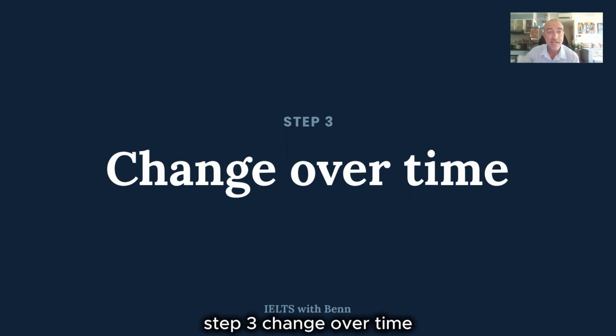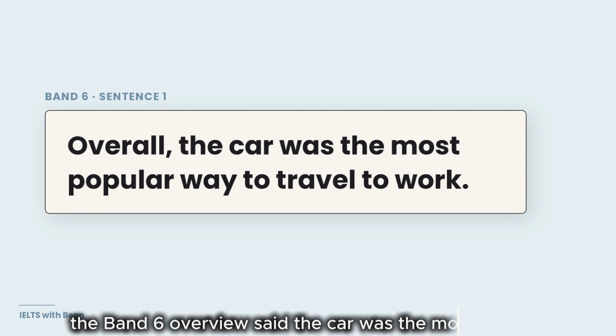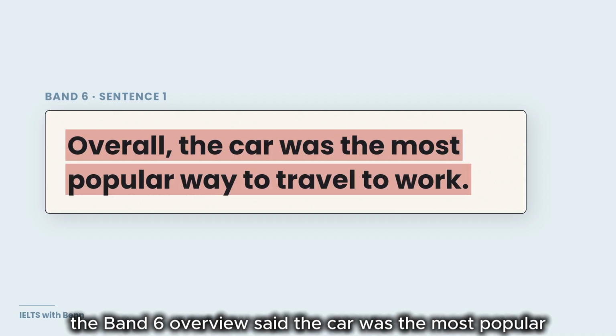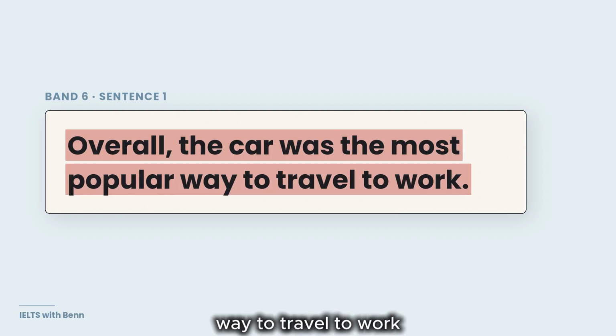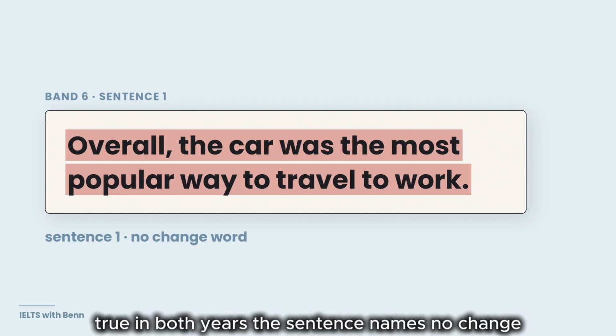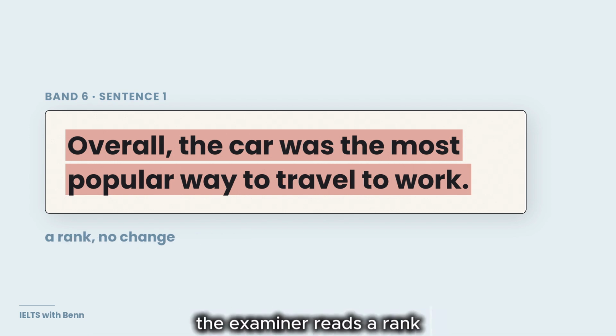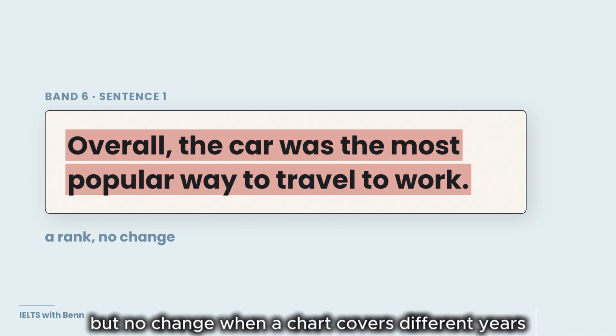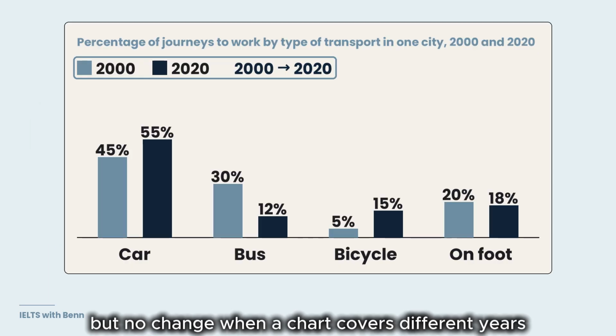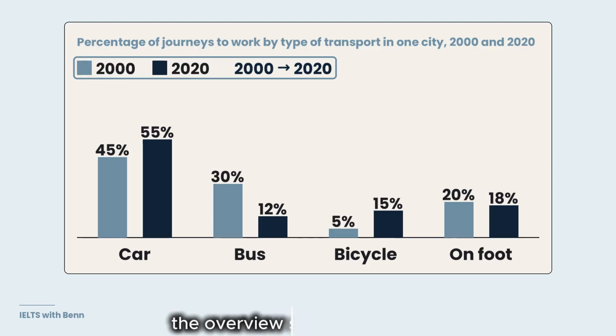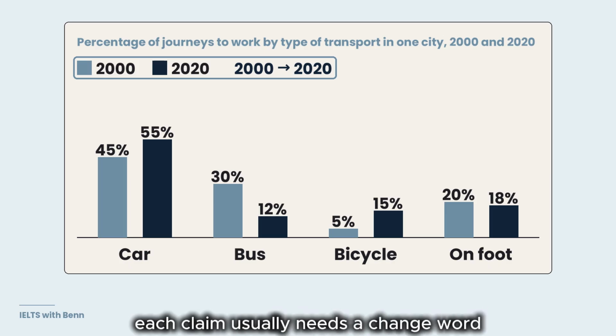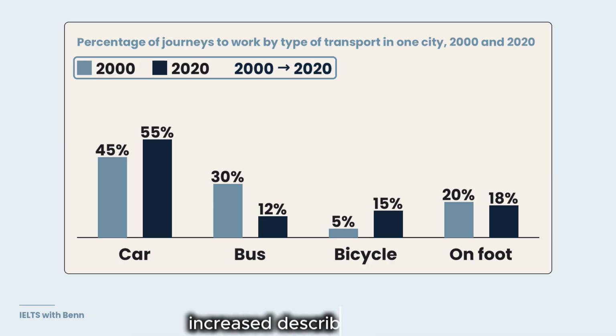Step 3. Change over time. The Band 6 overview said the car was the most popular way to travel to work. True in both years. The sentence names no change. The examiner reads a rank, but no change. When a chart covers different years, the overview shows the change. Each claim usually needs a change word.